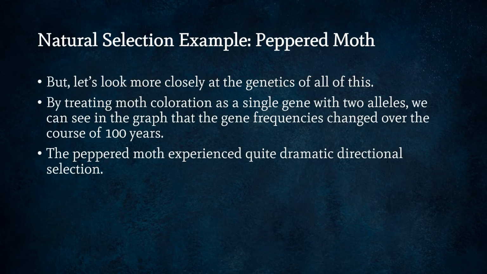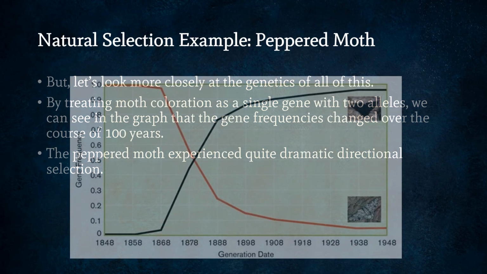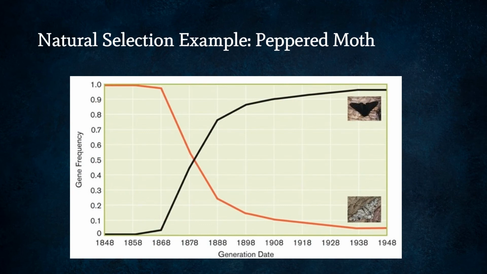So in the genetics, we can look at the moth colorization as a single gene with two alleles, and we can see in the graph that the gene frequencies changed over the course of 100 years. And the peppered moth experienced quite dramatic directional selection. And we can see that again.